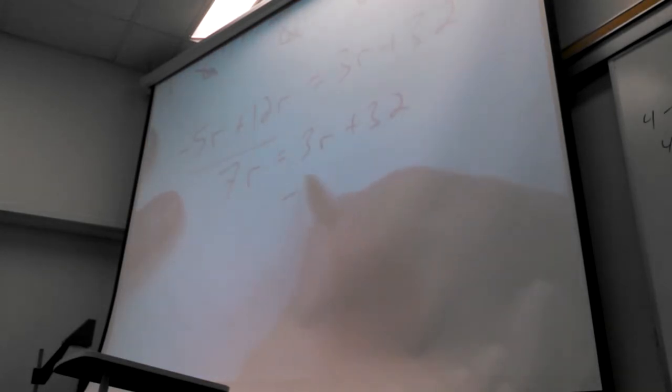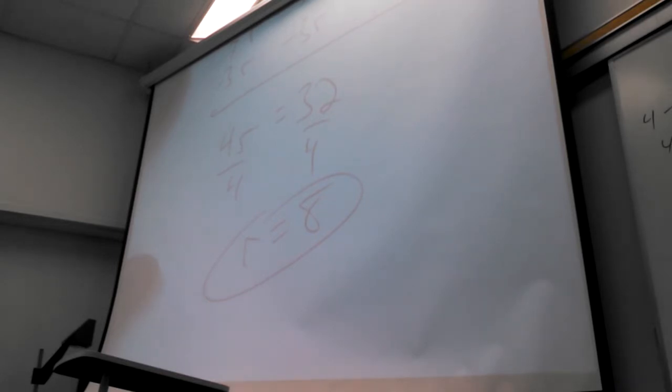Subtract 3R. Cool. 4R equals 32, over 4 over 4. So obviously the last thing we do almost always is divide by the coefficient. Cool. So R is 8. Good. Is that all right? Yes. So that's how you can do it.